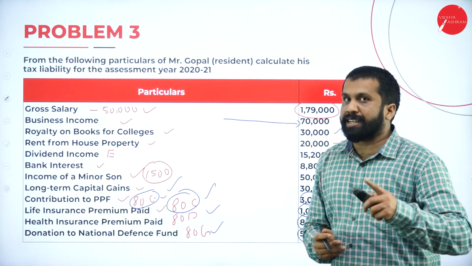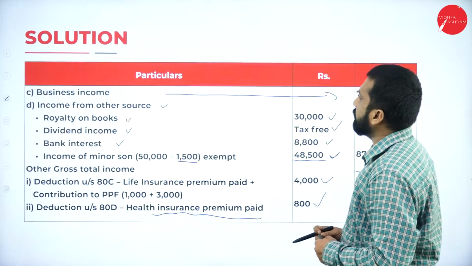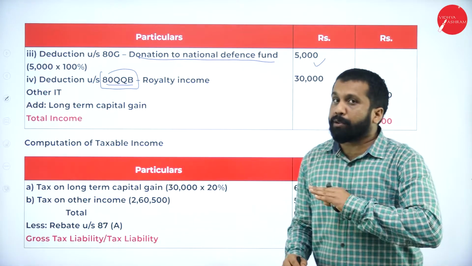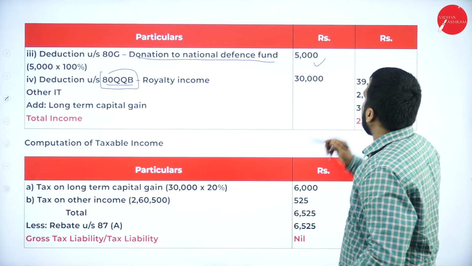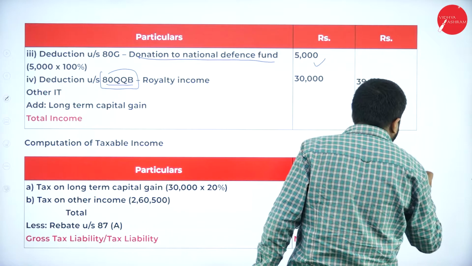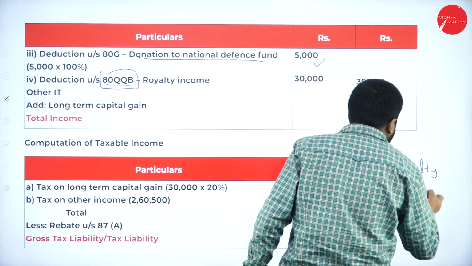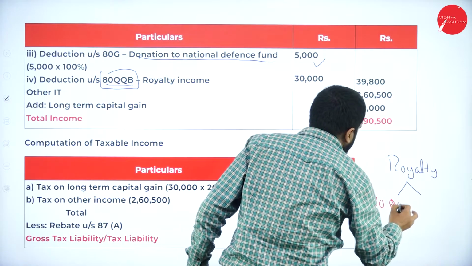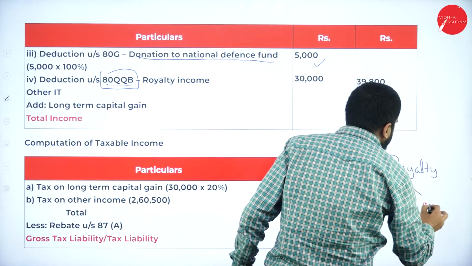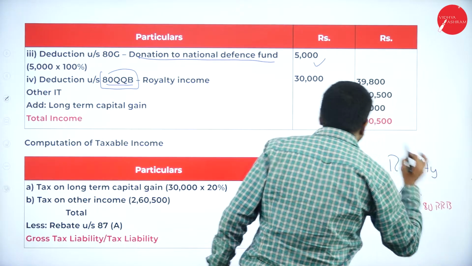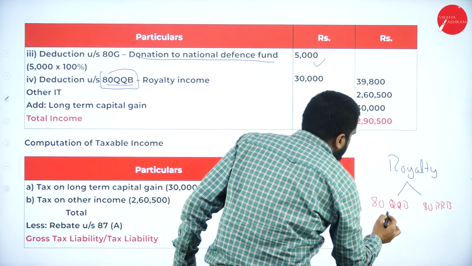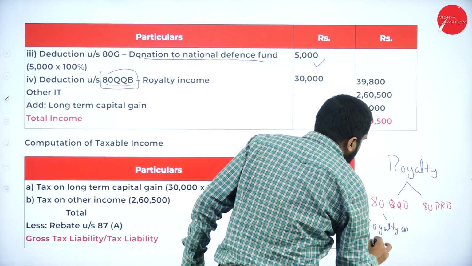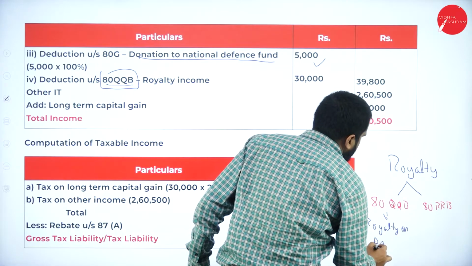So whatever the royalty is, we have not taken 80RRB. We have taken which section? Deduction 80QQB. Why we have taken 80QQB and why we have not taken 80RRB is very simple. We have a royalty. Remember this concept, royalty. There are two things: one is 80QQB, one more is 80RRB. Now, 80RRB is royalty on patent. So 80QQB, royalty is on author.